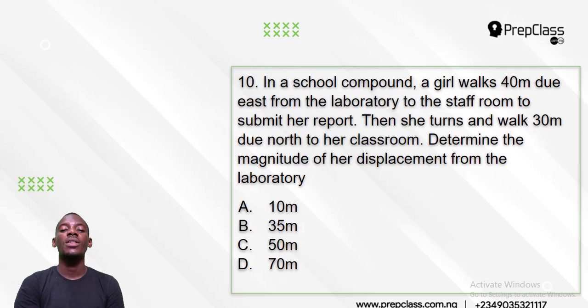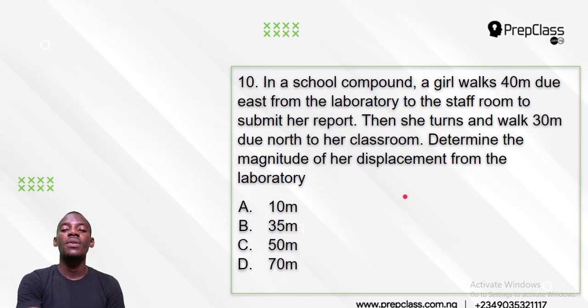Let's check out number 10 now. Number 10 says, in a school compound, a girl walked 40 meters due east from the laboratory to the staff room to submit a report. Then she turned and walked 30 meters due north to her classroom. Determine the magnitude of her displacement from the laboratory.